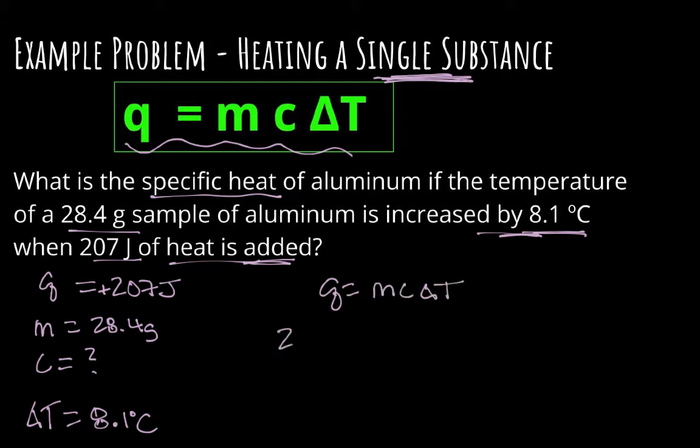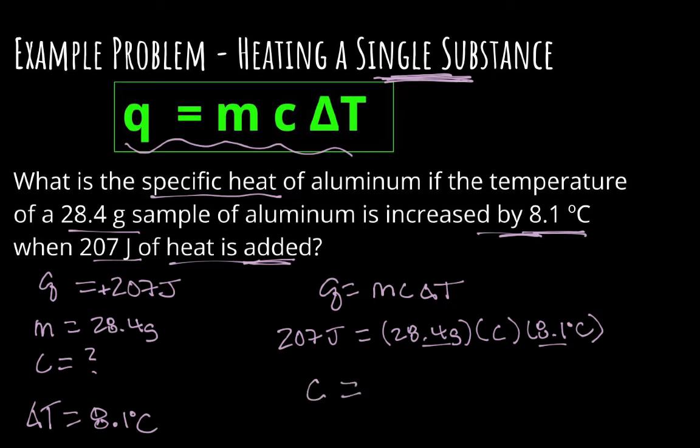So Q is 207 joules. My mass is 28.4 grams. C is what I'm solving for, and my delta T is 8.1 degrees Celsius. Okay, so the math is pretty simple on this. I'm going to divide both sides by 28.4 times 8.1, and that's going to leave me with my C value.